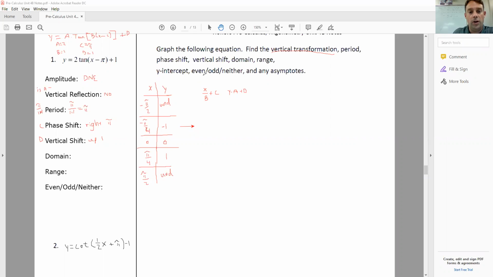So our b value here, I didn't have one, so that's just x divided by 1 plus my c value, and my c value was positive pi. So x divided by 1 plus pi. Y equals y times a, so y times 2 plus d, so plus 1. So these are going to be the values that we're going to be playing with here.